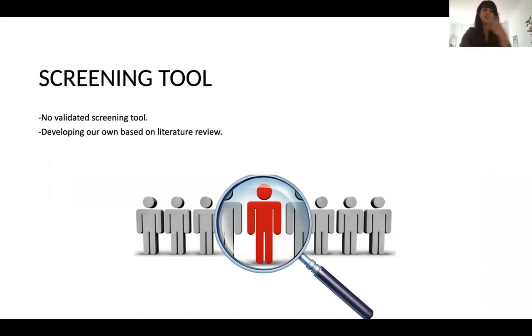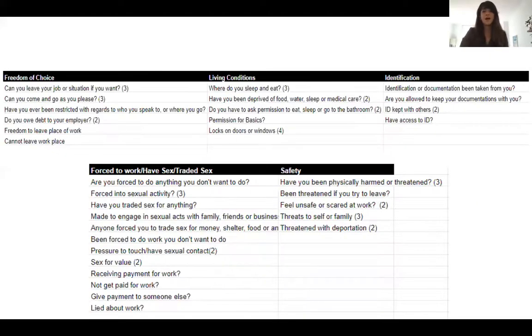So we did a literature review. We found about 80,000 articles, and we took the common questions from each to formulate our own screening tool. This is, again, a busy slide, but I just want to highlight the common questions that we found in each screening tool. So basically, if you want to screen for trafficking, there are 5 different areas that you can really touch upon while you're doing your psychosocial assessment.